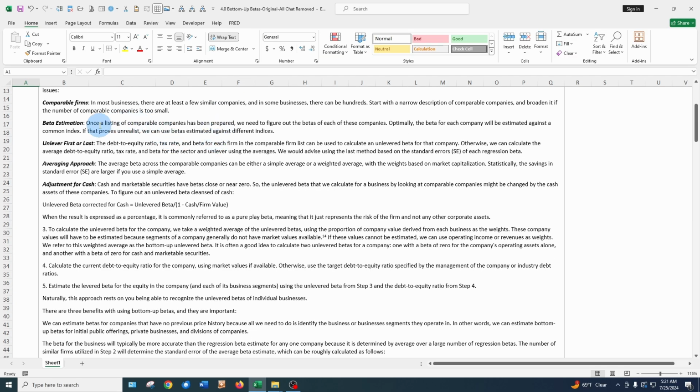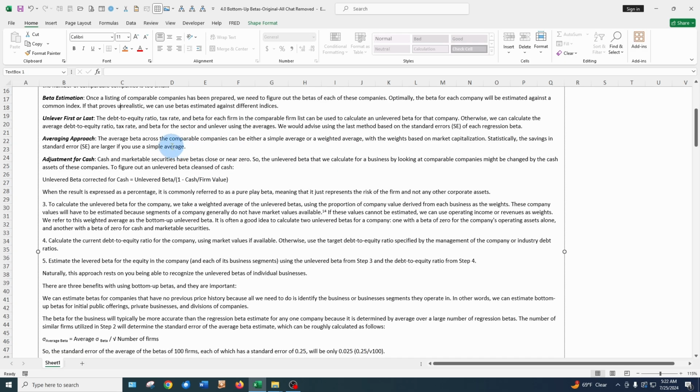Beta estimation. Once a listing of comparable companies has been prepared, we need to figure out the betas of each of these companies. Optimally, the beta for each company will be estimated against a common index. If that proves unrealistic, we can use beta estimates against different indices.